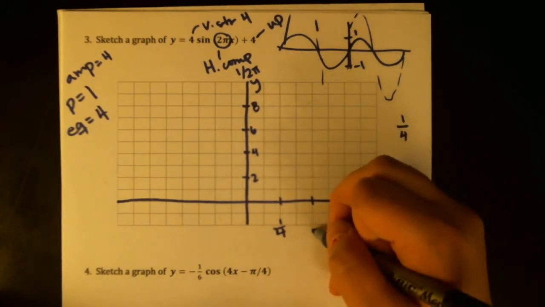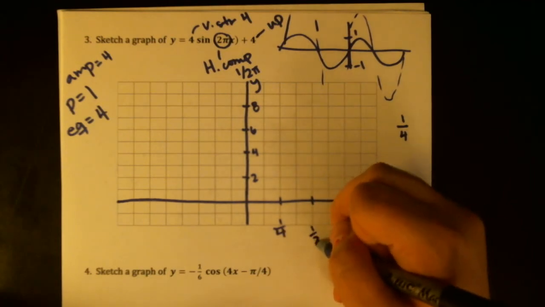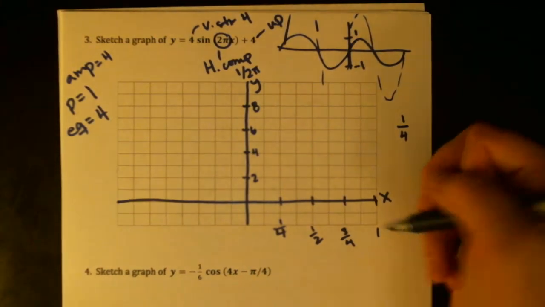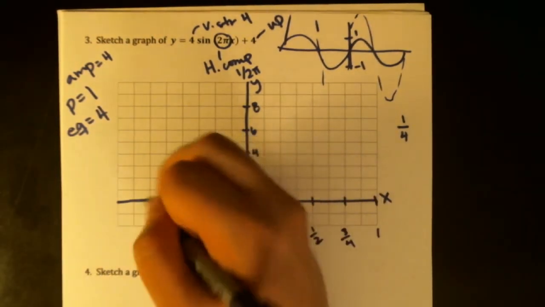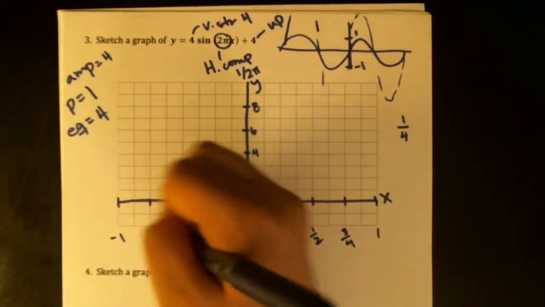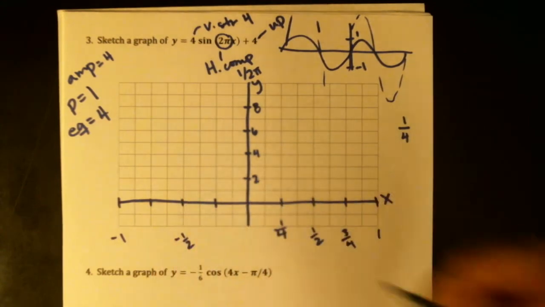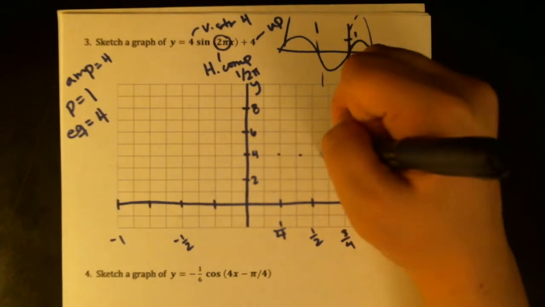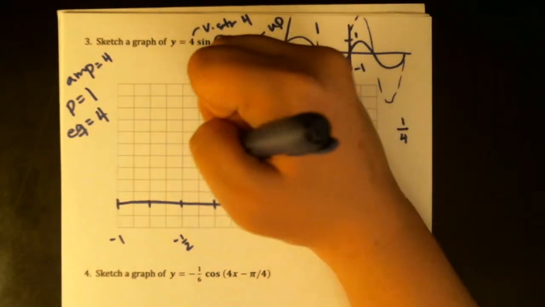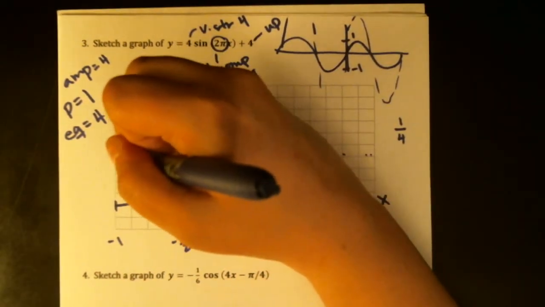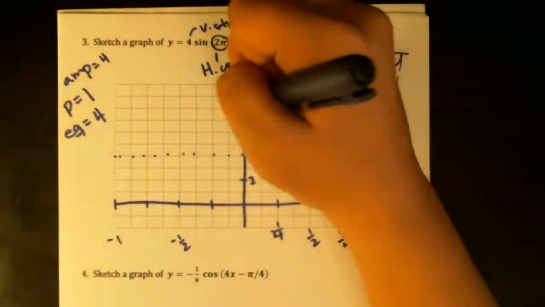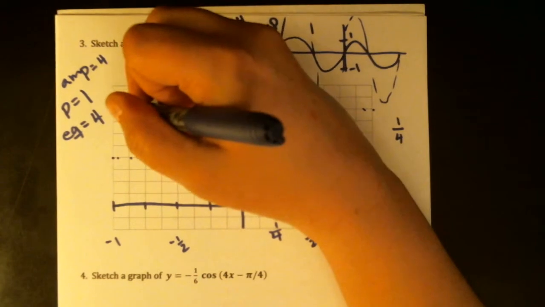And you can make this 1/4 or this, it doesn't matter, just make sure you can fit a couple periods in here. So 1/4, 2/4 is 1/2, 3/4, and 1. And then their negatives, -1. Okay, so we are expecting the middle, the equilibrium, to be at 4, so it's the vertical center. The maximum should be up at 8, and the minimum should be at 0.